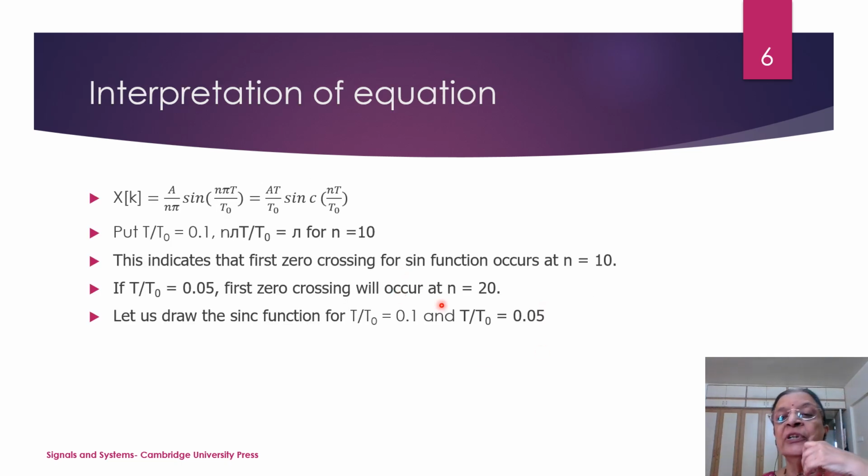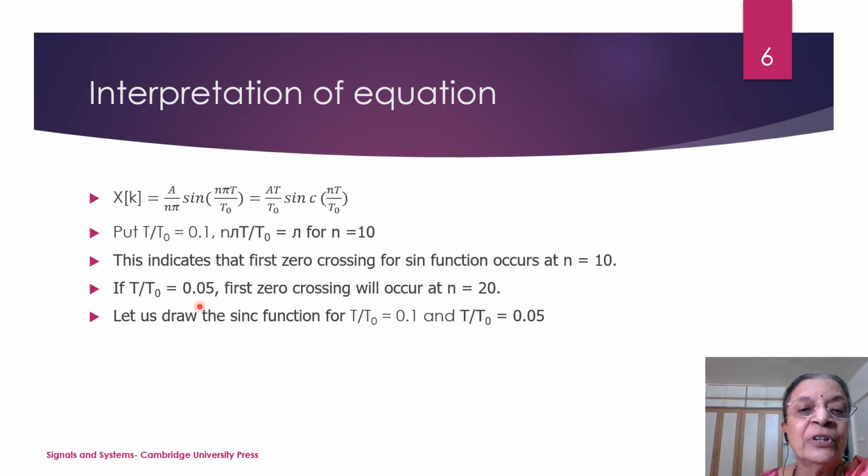Now let us see how to interpret this equation. Xk, the corresponding coefficients, is A upon n pi sine n pi t upon T0, so A t upon T0 sinc of n t upon T0. Put t upon T0 as 0.1. If I put n equal to 10, it becomes sine pi. That means the function again becomes 0 at sine pi. So this indicates that the first zero crossing for the sinc function will occur at n equal to 10.